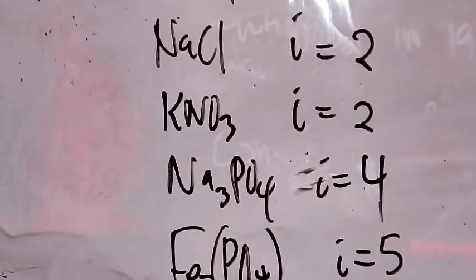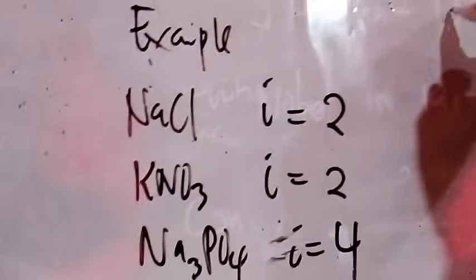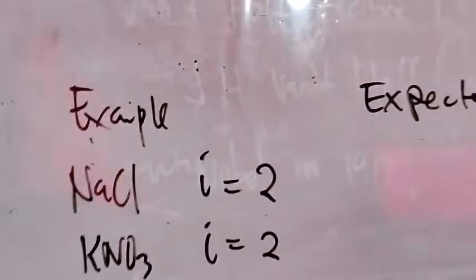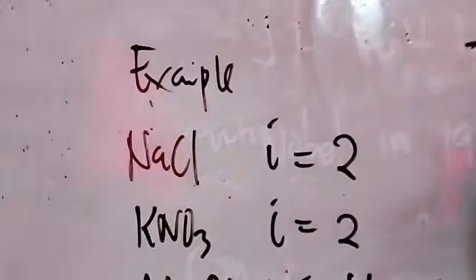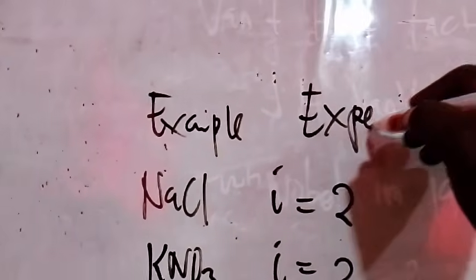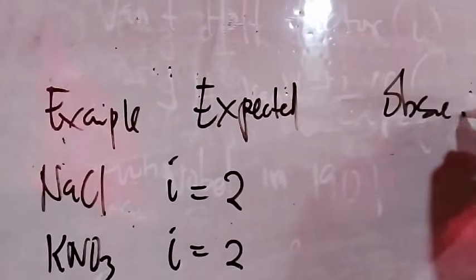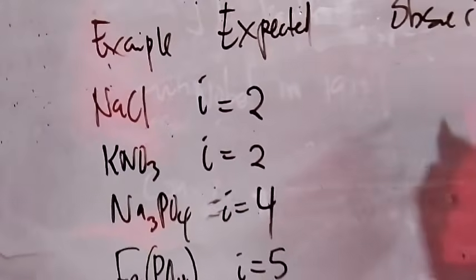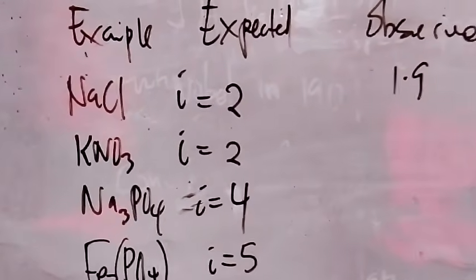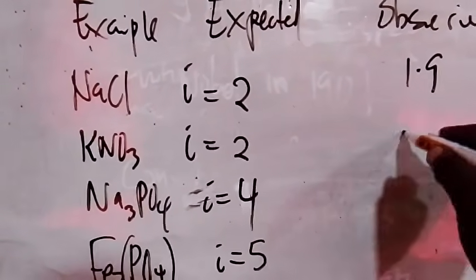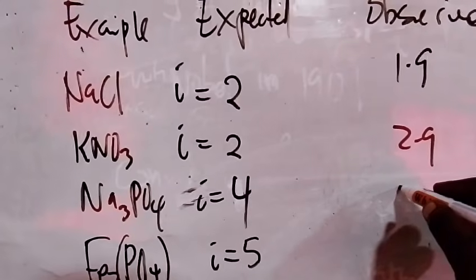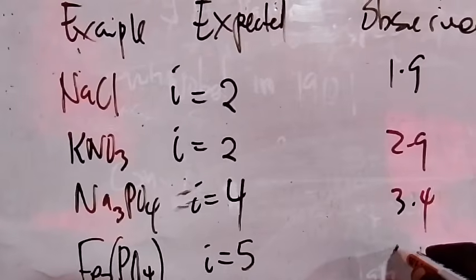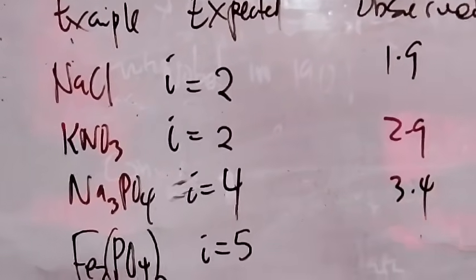So there are also some expected values or observed values. What we have here is expected, but what is observed? For sodium chloride, observed is 1.9. Then for this one it is 2.9. Then for this one it is 3.4. Then for this one it is not there. So these are some of the observed values.